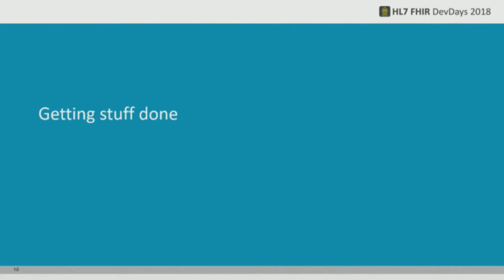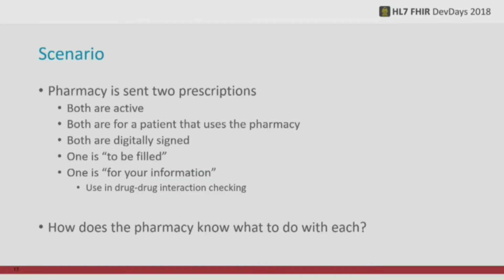Second part of workflow is how do you ask for something to be done? So let's start with the problem statement. Imagine that you have a pharmacy and the pharmacy has received 2 different prescriptions. Both of them are for a patient that uses the pharmacy, so the pharmacy knows who they are. They're both digitally signed, fully valid prescriptions. You can't really make changes to them so that they look different from each other, because doing that would break the signature. The difference is what the intention is for the pharmacy in passing them that prescription.